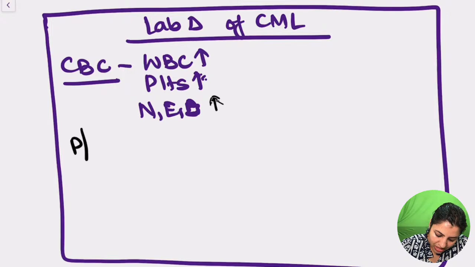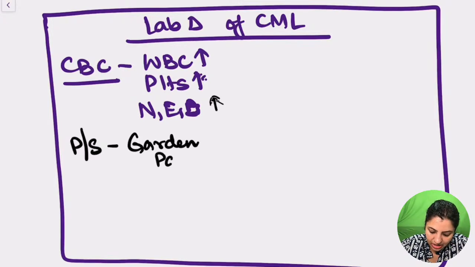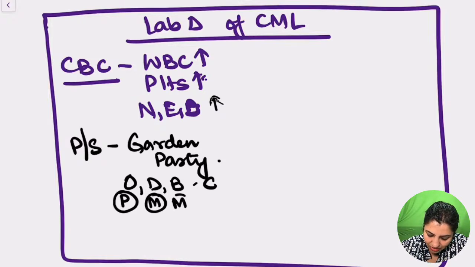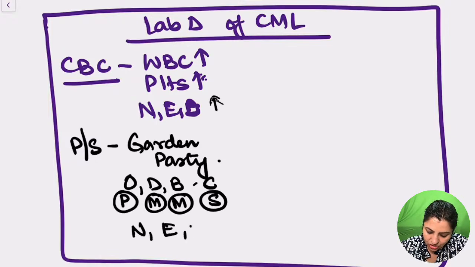Now, if you go to the peripheral smear examination, as we have just talked about, this is a garden party appearance, and you will see O, D, B, C, that is promyelocyte, myelocyte, metamyelocyte, and stab. Along with that, you will see neutrophilia, eosinophilia, and basophilia in the peripheral blood. So that will be the finding in the peripheral blood.